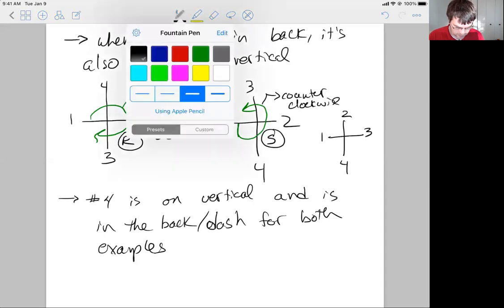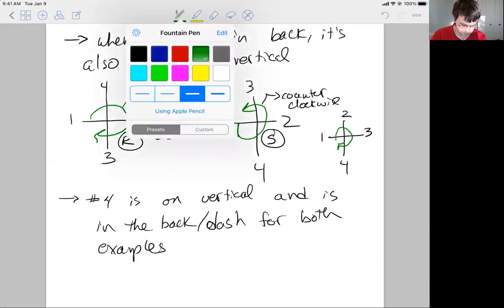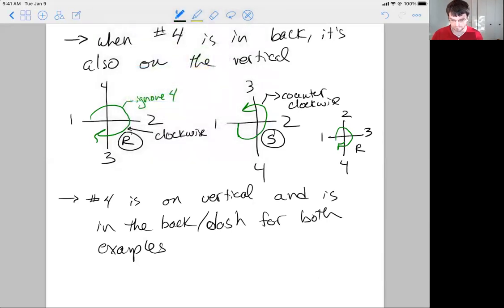Okay, I realized that I could take my green arrow and go 1 to 2 to 3, and it keeps going to 4, but I'm not actually counting 4 as part of this. It's just 1 to 2 to 3. I do not care where 4 is at. And in this case, that would be R again.